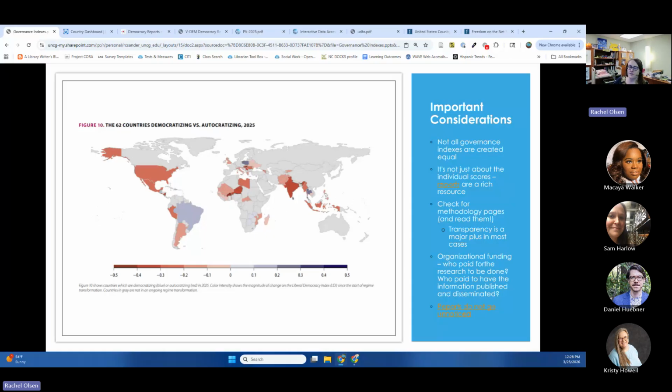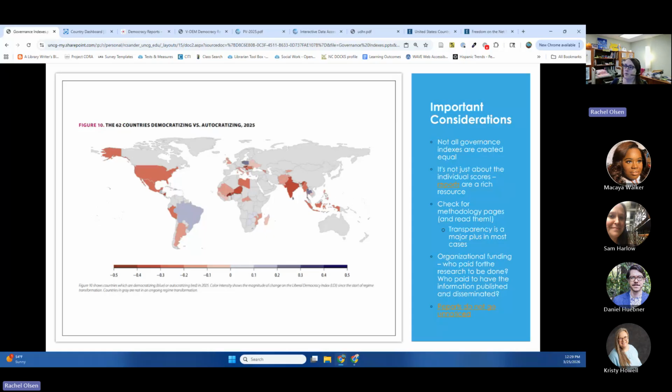A couple important considerations as I'm beginning to wrap up this part of the section. Not all governance indexes are created equal. You've got to be careful. There are some out there that are just not super transparent, not super reliable. So don't necessarily take every score or every ranking you hear as the truth. You need to evaluate some of those things as a user of information. It's not just about individual scores and data points.